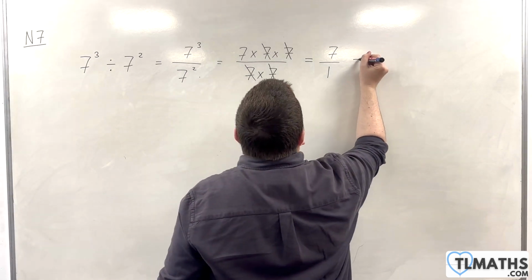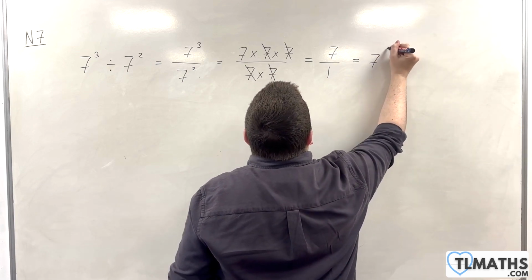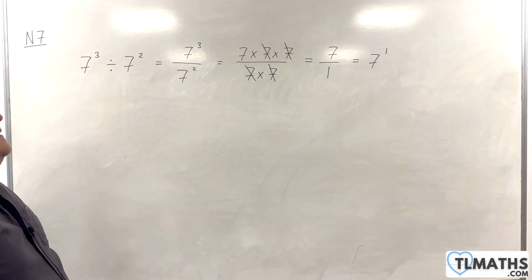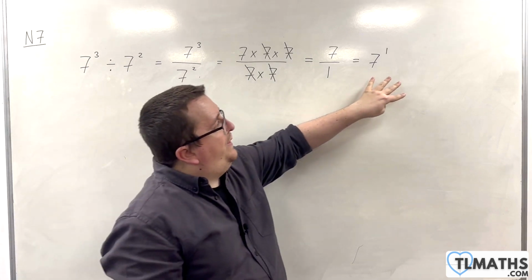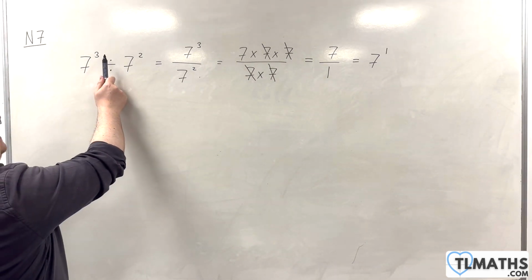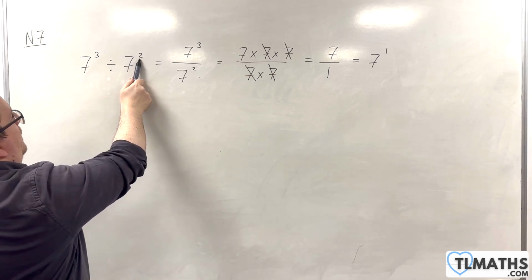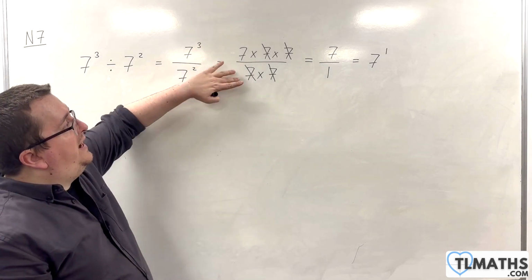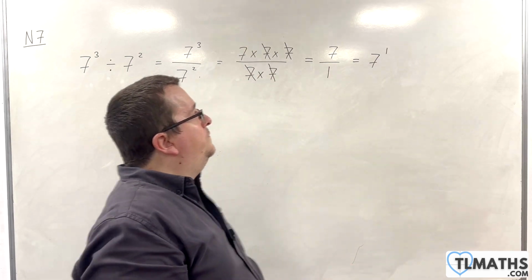And so I get left with 7, which I must understand is the same as 7 to the power of 1. Now, in our process from the starting question to the end, what seems to have happened is that I had 3 7s in the numerator, 2 7s in the denominator, and then I did 3 take away the 2, and I got reduced to 1.